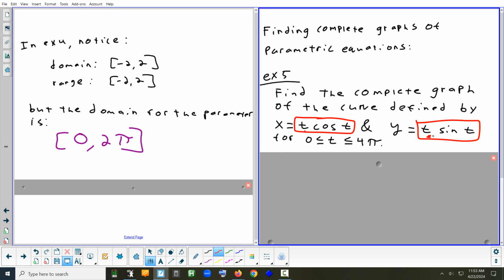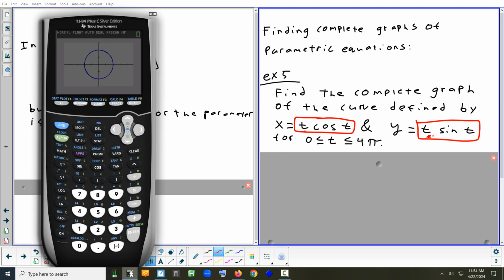That's not a circle. Anybody have an idea what shape you get if the radius grows bigger and bigger, the more you go around your shape? Spiral. You get a spiral. Yep. So a spiral is basically a circle with a radius that's just getting bigger all the time.